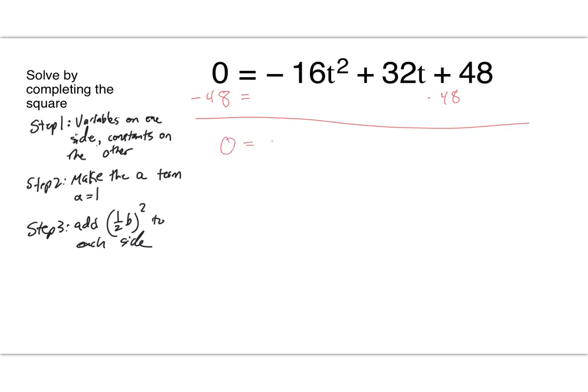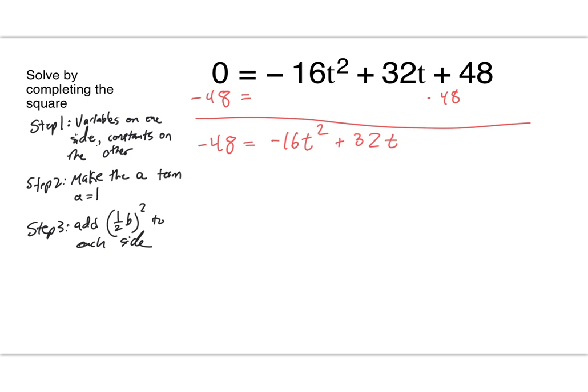0 equals negative 16t squared, not 0, negative 48. Negative 48 equals negative 16t squared plus 32t.